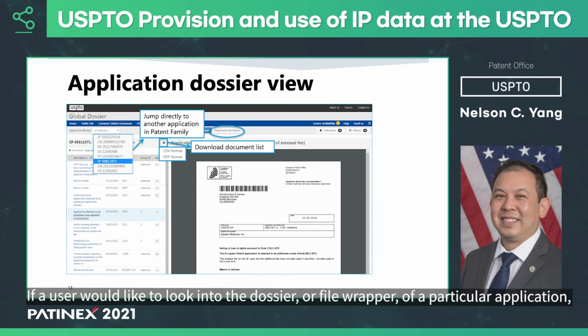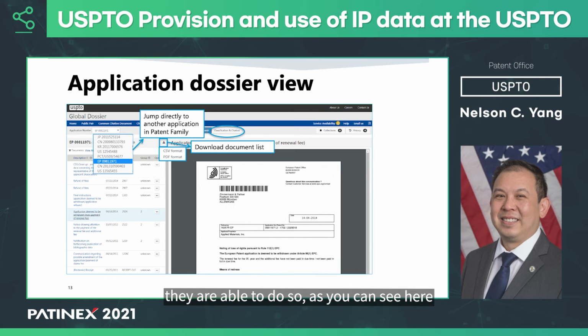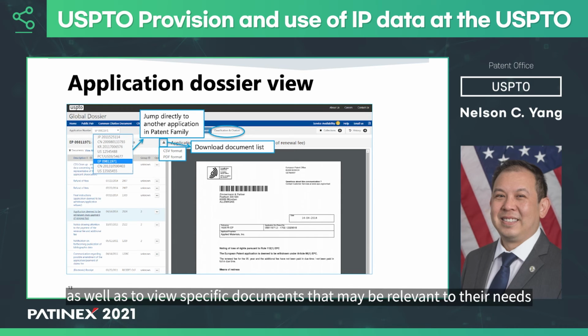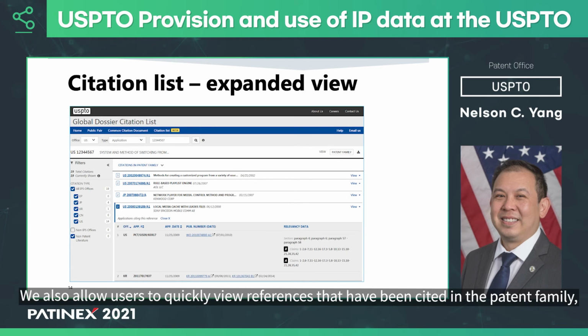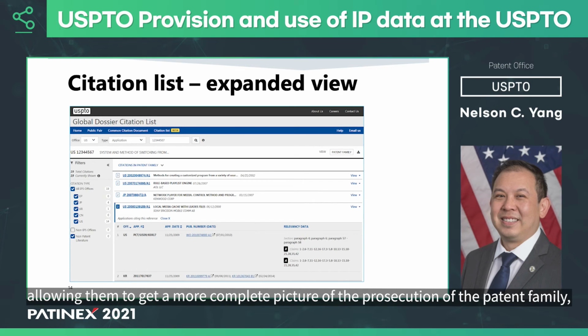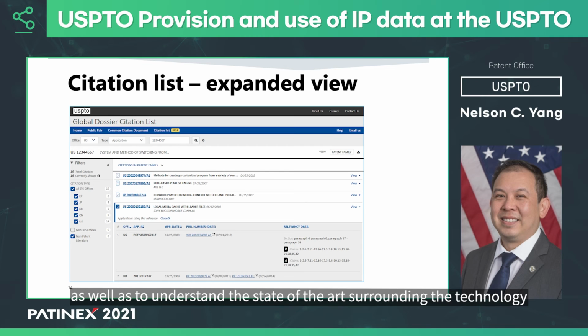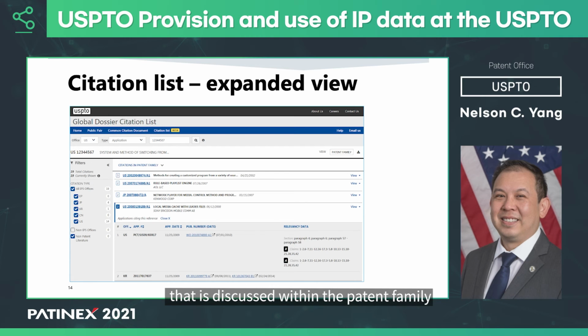If a user would like to look into the dossier or file wrapper of a particular application, they are able to do so, as you can see here. This allows users to monitor the progress of applications, as well as to view specific documents that may be relevant to their needs. We also allow users to quickly view references that have been cited in the patent family, allowing them to get a more complete picture of the prosecution of the patent family, as well as to understand the state of the art surrounding the technology that's discussed within that patent family.